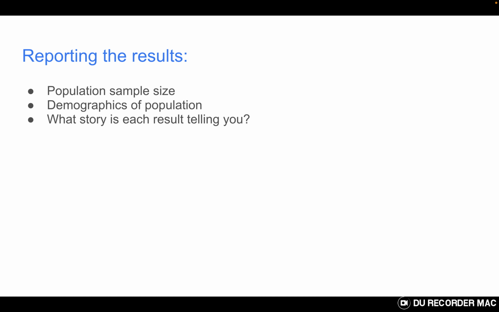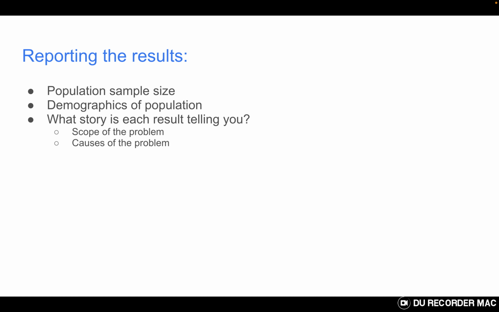More importantly, I need you guys to explain what story each result is telling you. So you need to describe the scope of the problem. So how severe is the problem? How is it impacting people? What exactly is the issue? And give me the who, what, where, when, why of the issue based on your survey results.